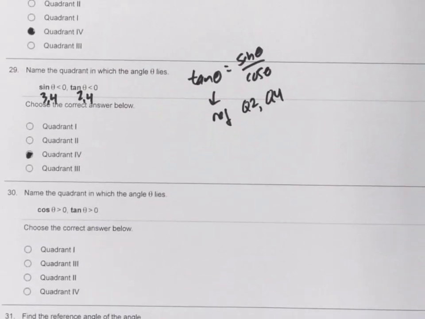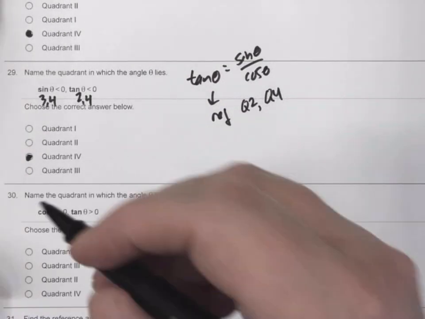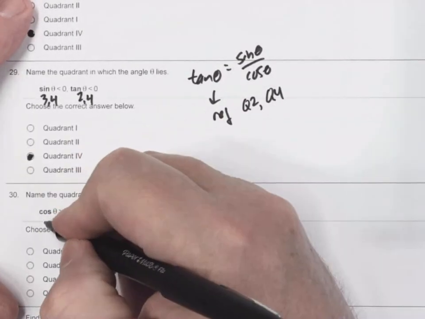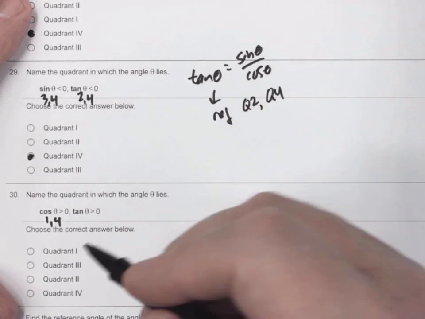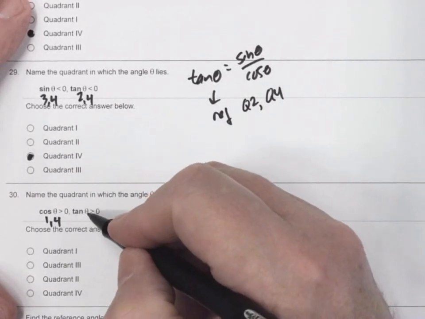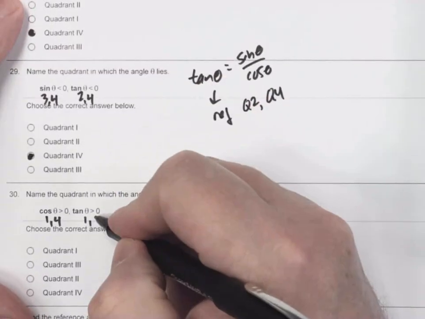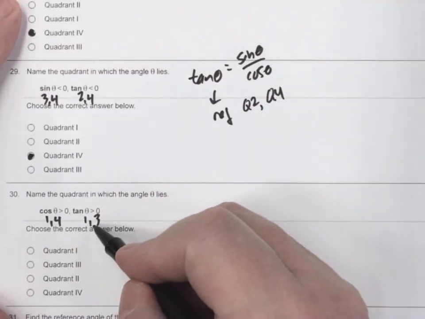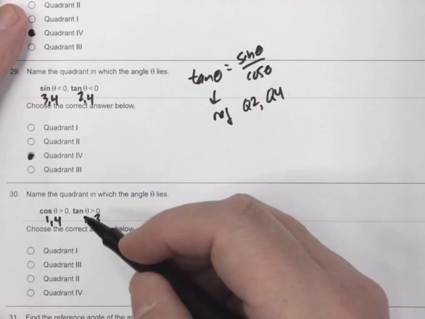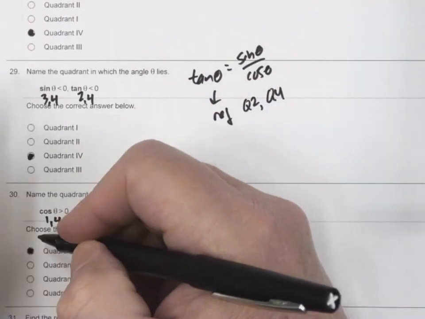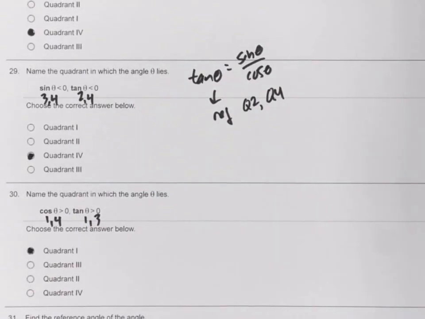And the last one, cosine theta greater than 0, cosine theta positive. That occurs in quadrants 1 and 4. Tangent's positive. That means that's where the cosine and sine are the same, either both positive or both negative. That happens in quadrants 1 and 3. What's the common quadrant here? Quadrant 1. All right, let's stop there and we will pick this up in the next video.